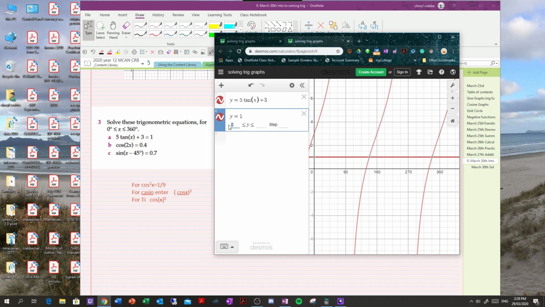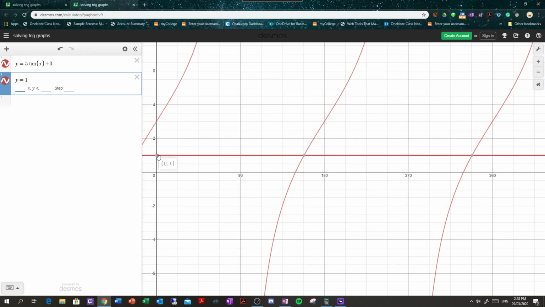We don't need to put restrictions, so let's make this bigger again. We've got y is 1 all the way across here, and you can see that there are two positions where the tan graph crosses y is equal to 1. The values are 158.199 and 338.199. Those are the points of intersection.